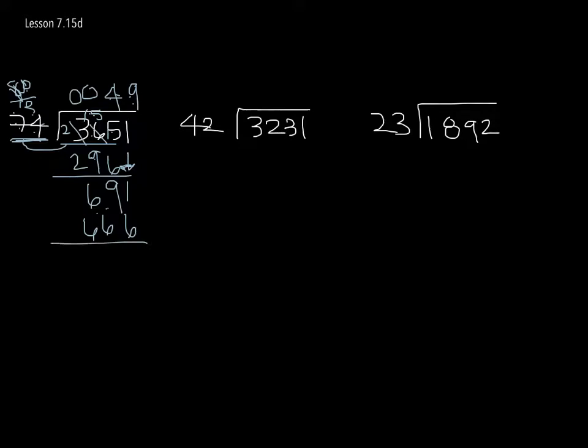And subtract. 1 less 6 I can't do. Go to my neighbor, borrow some sugar. 9 becomes 8. 1 becomes 11. 11 less 6 is 5. 8 less 6 is 2. 6 less 6 is 0. No more numbers to bring down, so this becomes our remainder, 25.